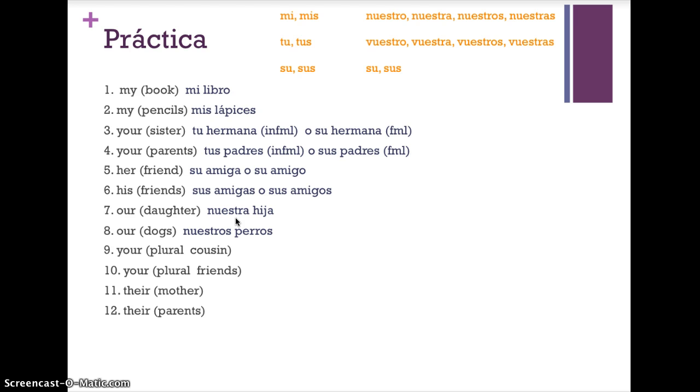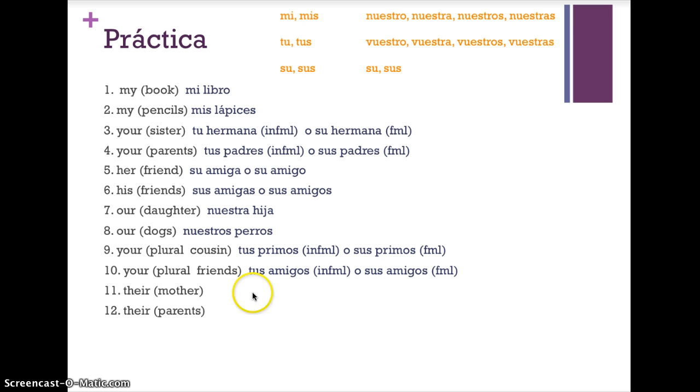Your plural cousins, tus primos or sus primos, depending. Your plural friends, tus amigos or sus amigos. These two could also be tus primas or sus primas, or tus amigas or sus amigas. Nothing was specified here, whether it was informal or formal, or whether it was all girls or whatever. So any of the options I've said would have been correct. Their mother, there's only one right answer, su madre. And their parents, there's only one right answer, sus padres.